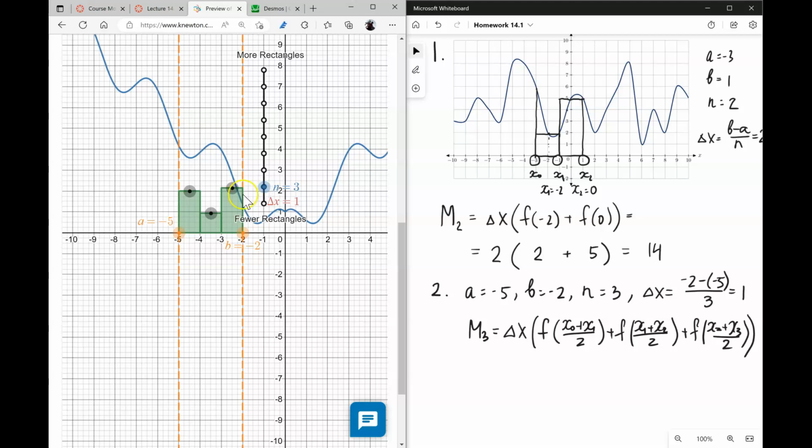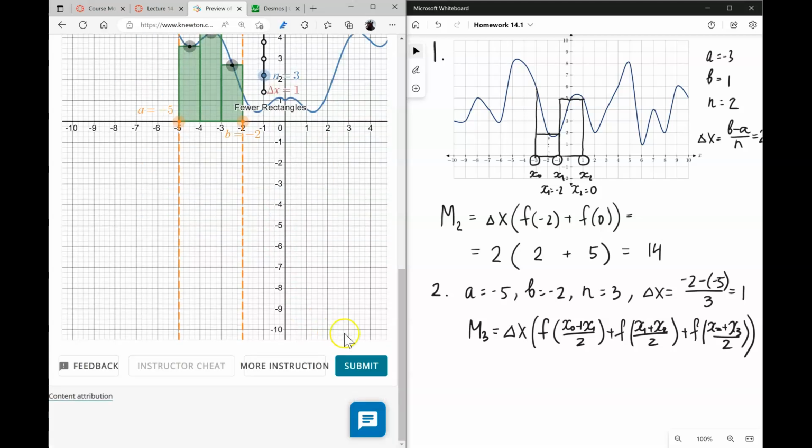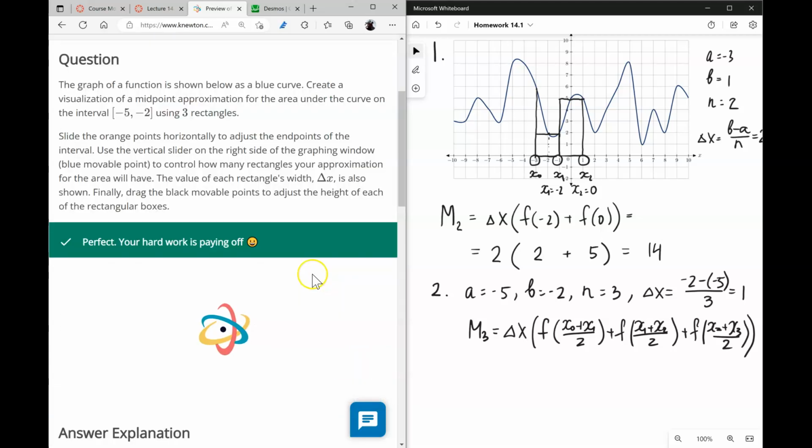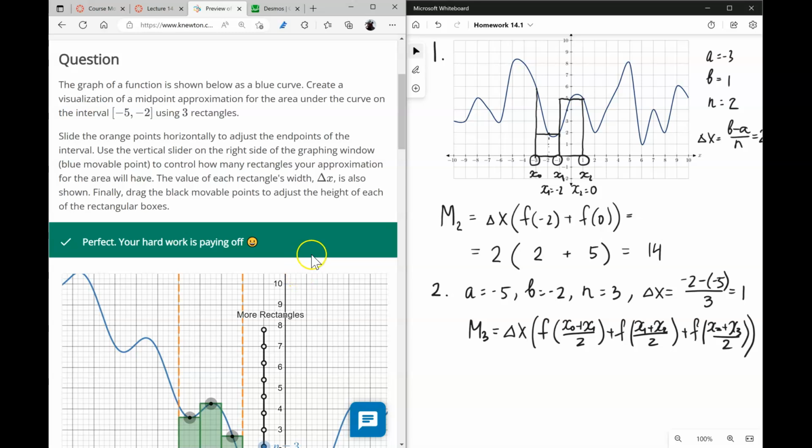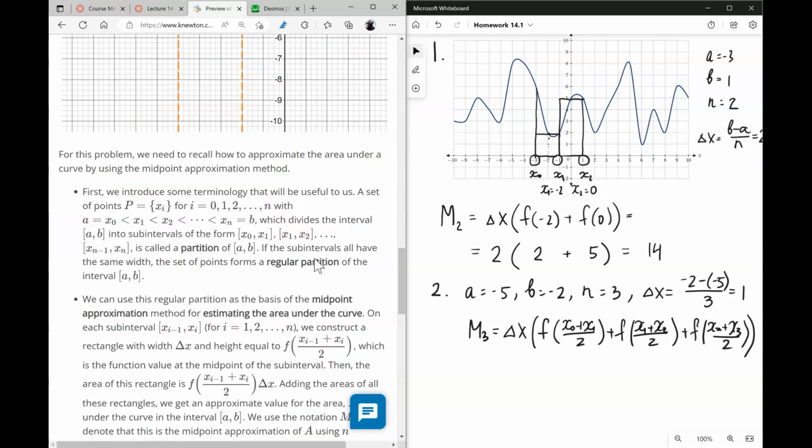It's actually pretty cool. And we're going to drag these points, and it looks pretty accurate. I don't know how accurate it has to be, but it looks pretty accurate to me. Let's go ahead and submit this, and that's correct.